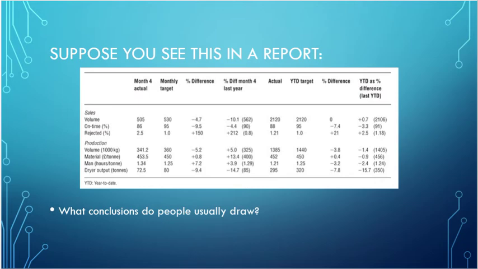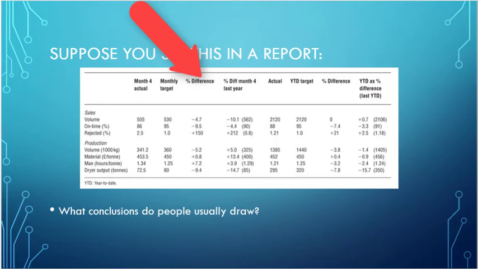The first column shows what actually happened in month 4, and the second column shows how much we were hoping would happen in that month. And it looks like the monthly target is not specific to being in month 4. It's just that if we did that much every month, we'd be fine.